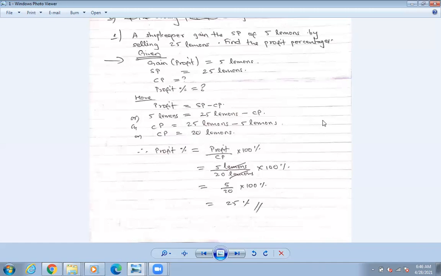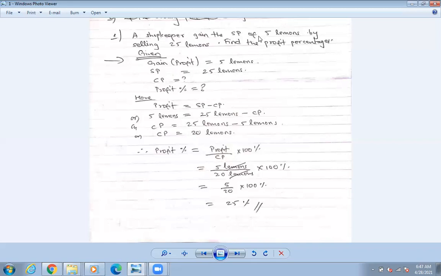The first question is one we have done last time, but it is a little bit modified. A shopkeeper gains. Gain means profit. So he gains a profit of how much? 5 lemons.